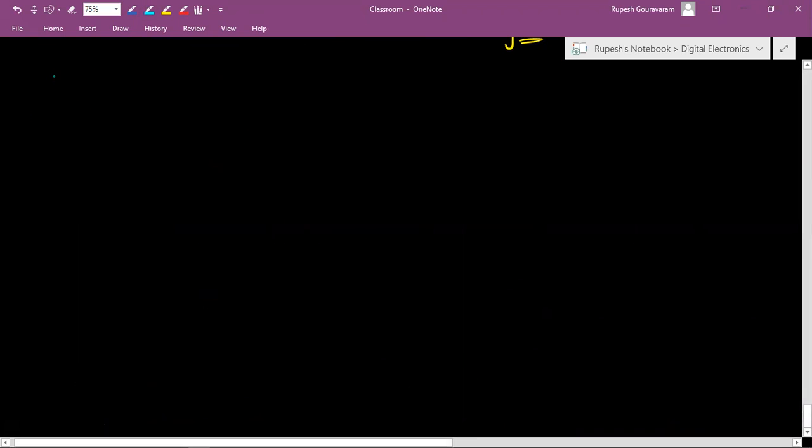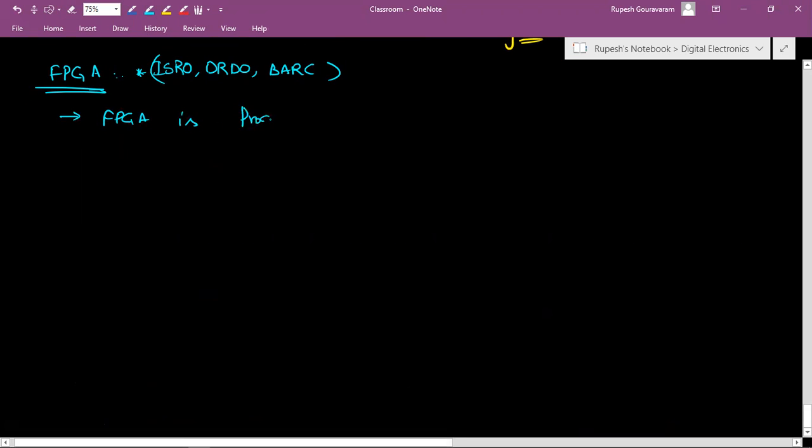Now, let us see what FPGA is. This is very important for the ISRO, DRDO, BARC interviews and exams. So let us see what FPGA is. FPGA is a programmable hardware.